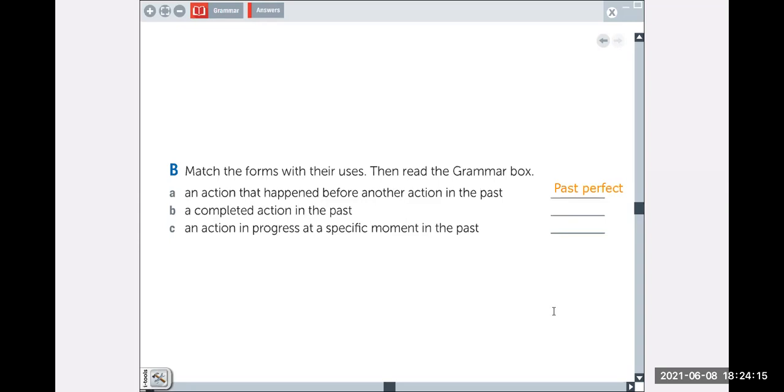For example, when Paul arrived, I had cooked the dinner. B, a completed action in the past. What is the tense we use here? Simple past. Very good. An action in progress at a specific moment in the past. Past continuous. Very good. Past continuous, right? Good.